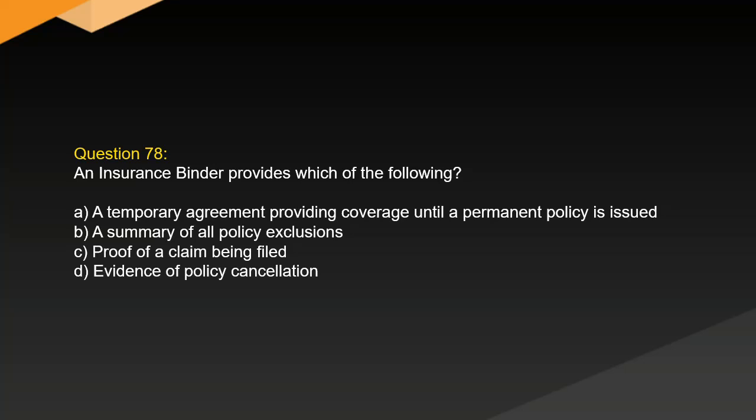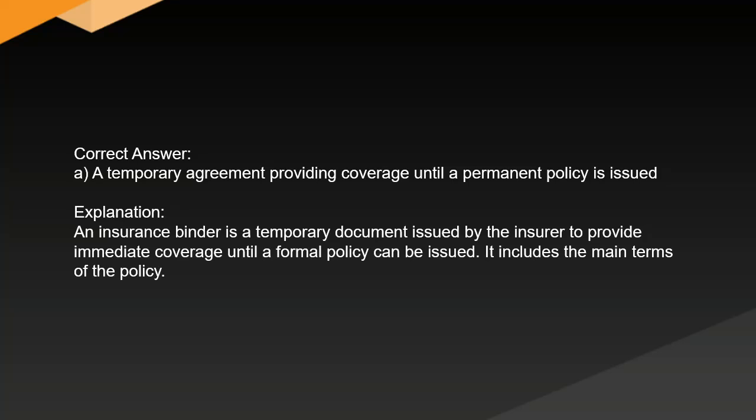Question 78. An insurance binder provides which of the following? A. The temporary agreement providing coverage until a permanent policy is issued. B. A summary of all policy exclusions. C. Proof of a claim being filed. D. Evidence of policy cancellation. Correct answer: A. A temporary agreement providing coverage until a permanent policy is issued. Explanation: An insurance binder is a temporary document issued by the insurer to provide immediate coverage until a formal policy can be issued. It includes the main terms of the policy.